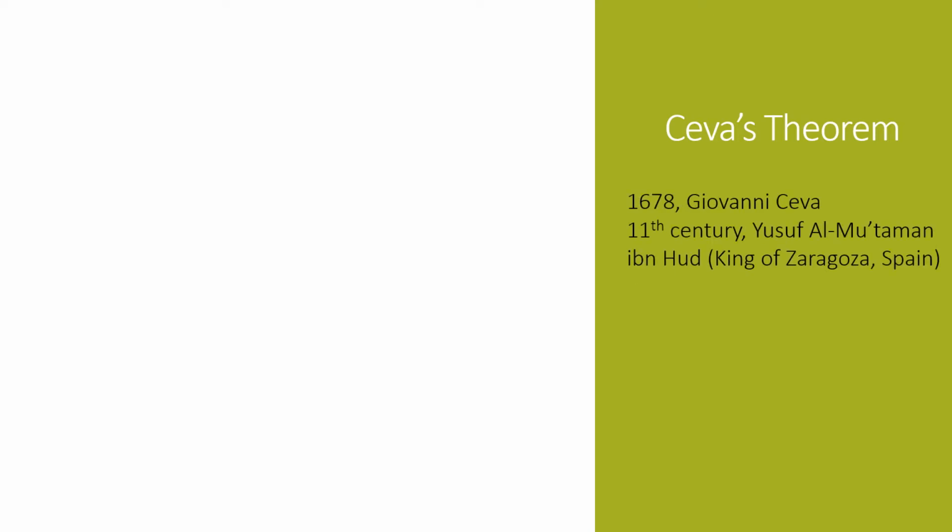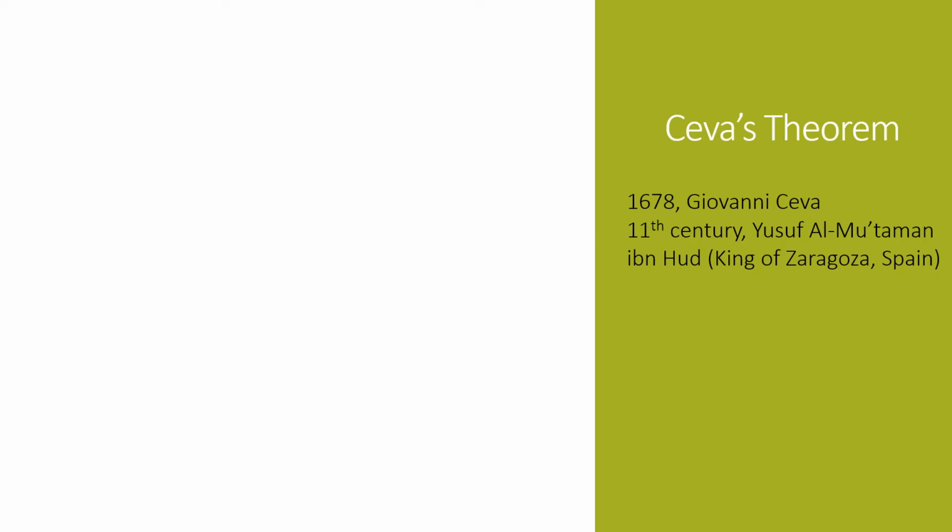Now we're going to look at Ceva's theorem. The original Menelaus theorem was proven a little differently than our proof. We're going to use Ceva's theorem to prove the Menelaus theorem. Giovanni Ceva was born in the early 17th century and proved his theorem in 1678. However, the King of Zaragoza, Spain, Yusuf al-Mu'taman, proved this theorem much earlier than Ceva, in the 11th century.